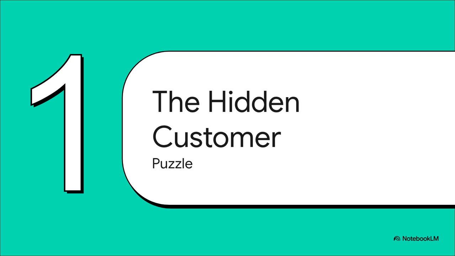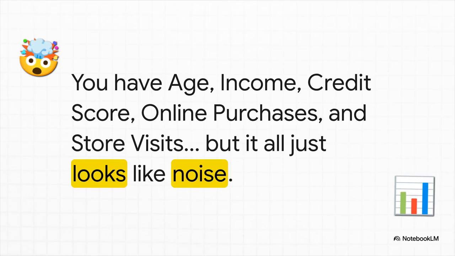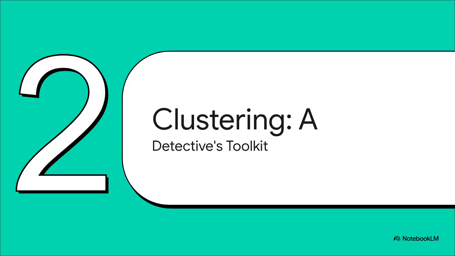You've done the hard work, you've collected all this information, but now what? How do you actually turn it all into a clear picture? I mean, you've got the whole shebang, right? You have their age, their income, their credit score, how many times they've bought something online, how many times they've walked into your store. But when you stare at it all in a giant spreadsheet, it's just overwhelming. It's just noise. There's no clear signal in there yet. So the big question is, how do we find that signal in all that noise?